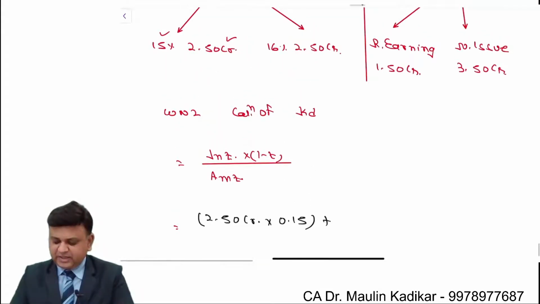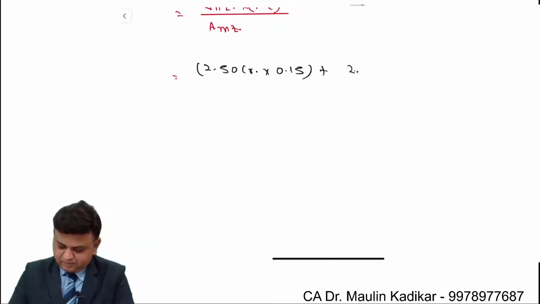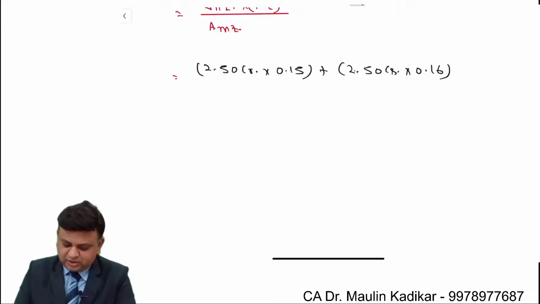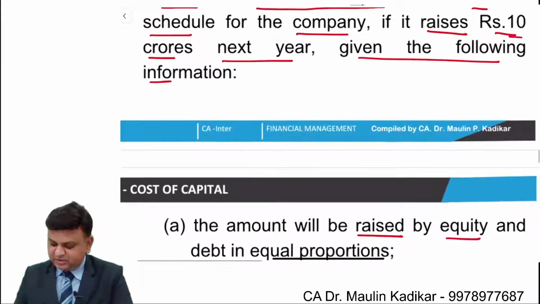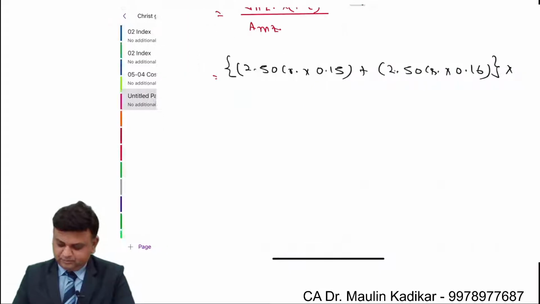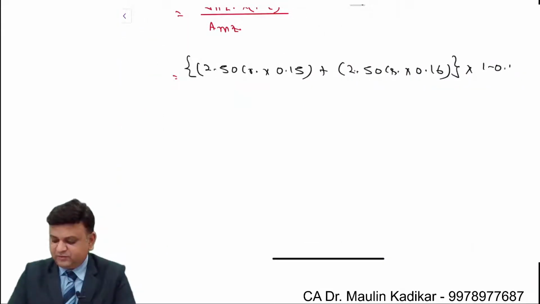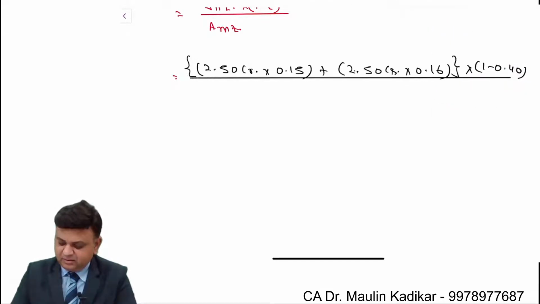Plus, for the additional 2.5 crore, the rate of interest is 16%. So this is the total interest into 1 minus tax rate. Income tax rate is given to us in the question. I think it is 40%. Yes. So into 1 minus 0.40, divided by 2.5 crore plus 2.5 crore.